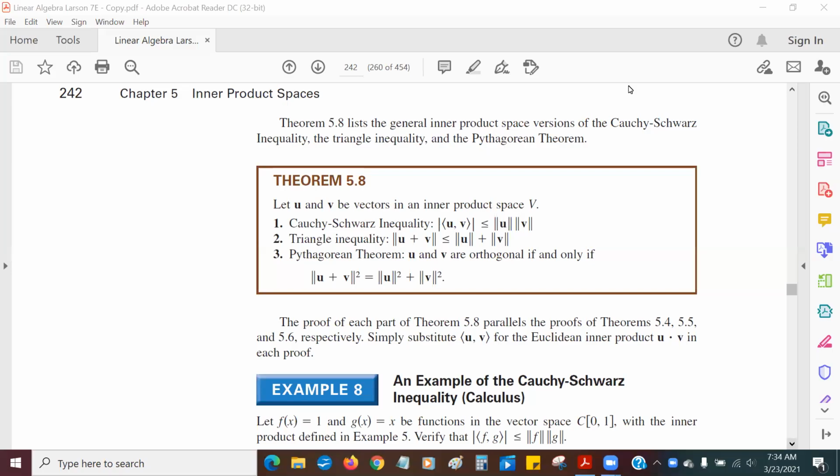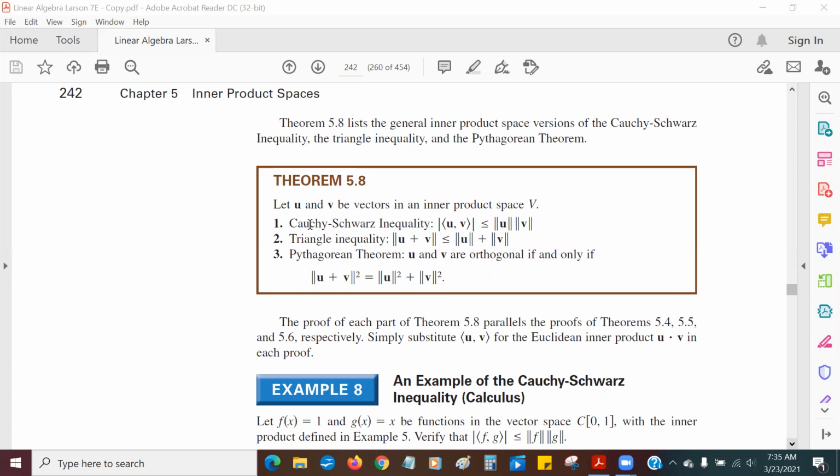Hi, everybody. We're starting off with Theorem 5.8, which actually has three theorems in it. The first one is the Cauchy-Schwarz inequality: the absolute value of the inner product of u and v is less than or equal to the magnitude of u times the magnitude of v, or the length of u times the length of v, whatever word you want to use for it.